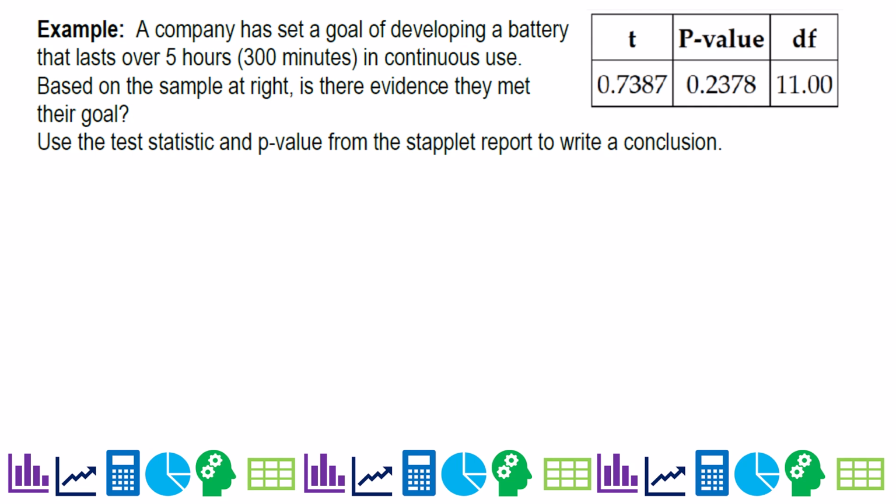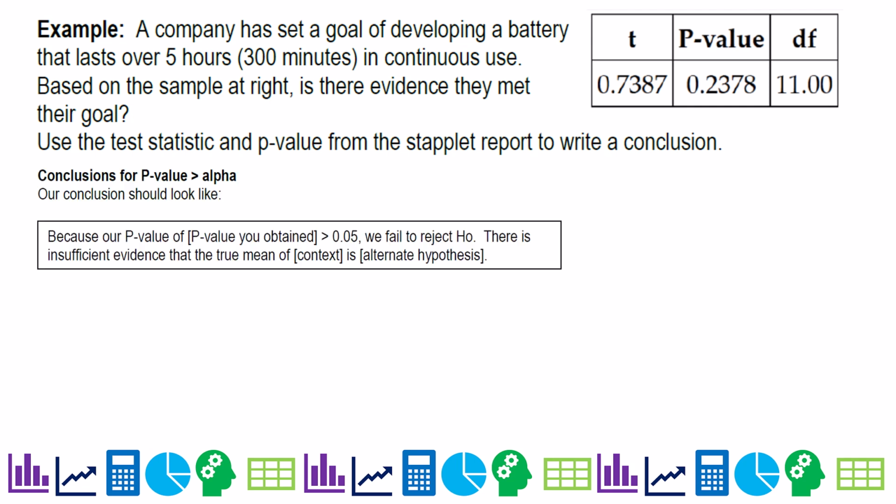All right, so let's go ahead. We're going to use the test statistic and p-value from this stapplet report. This is the one I just got in the little short before. And we're going to write a conclusion. So this one, the p-value is greater than 0.05, all right? So this is our context here.